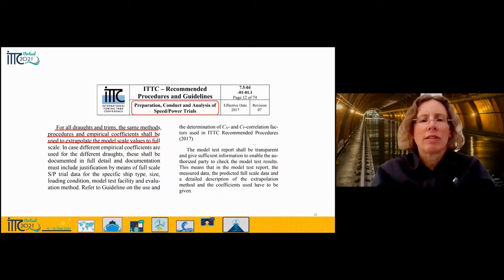The ITTC procedure for speed trials states that for all drafts and trims, the same empirical coefficients shall be used.